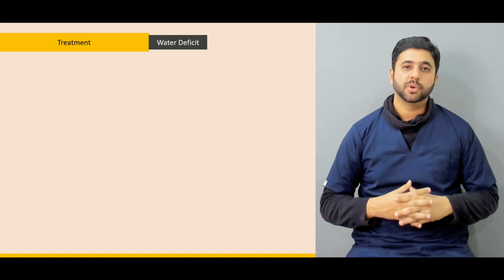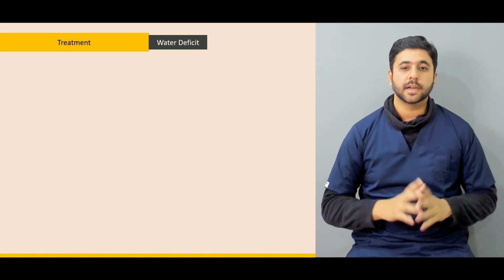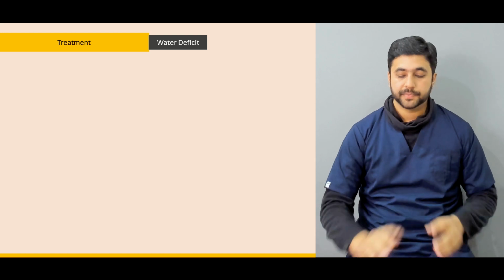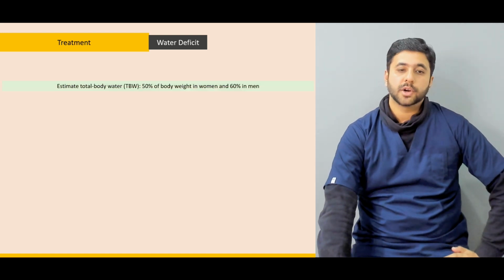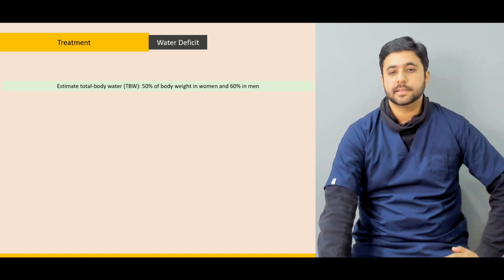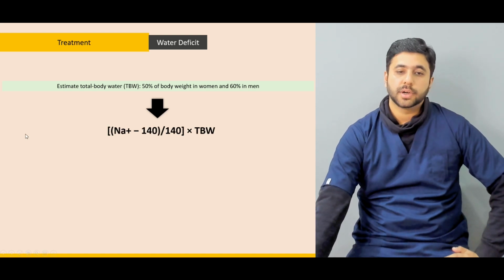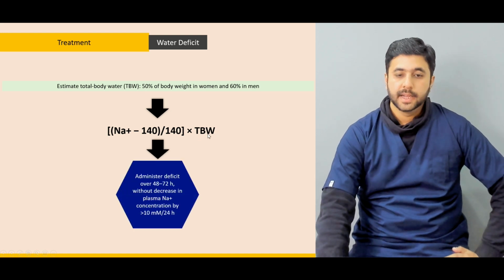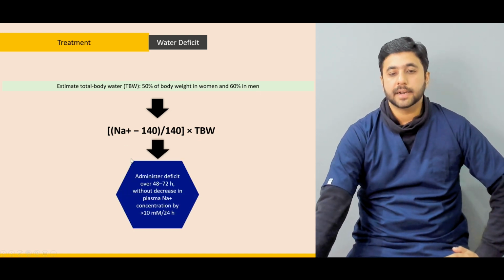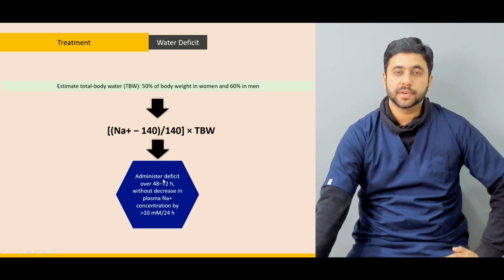Now, there are certain neat formulas which we have to evaluate to calculate the water deficit. We start off by estimating the total body water. This is about 50% of body weight in females and about 60% in men. After calculating this total body water, we put that in this equation: sodium minus 140, divided by 140, multiplied by the total body water. This will give us a water deficit, and we have to administer this deficit slowly over 48 to 72 hours, without decreasing the plasma sodium concentration by greater than 10 millimoles per 24 hours.